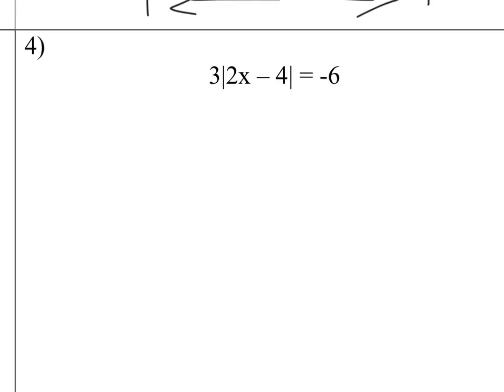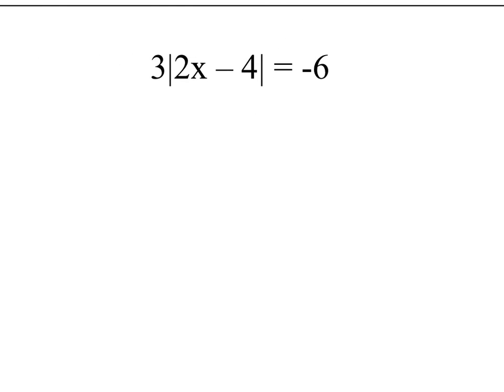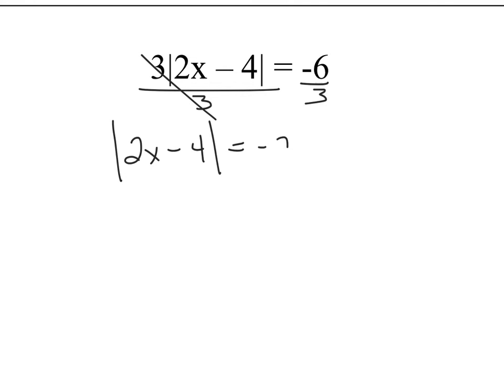So for example here, see that 3? That 3 is not inside the absolute value. It's outside. So I have to get rid of it. So the absolute value has to be by itself before I can create those two equations. So 2x minus 4, the absolute value, is equal to -2.